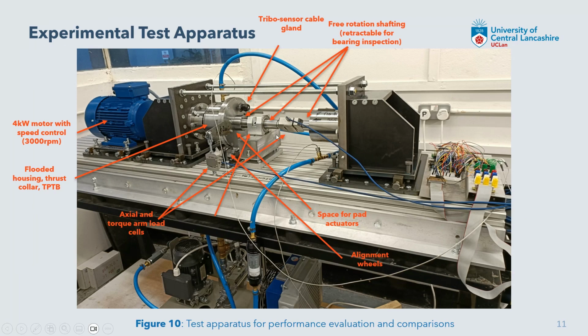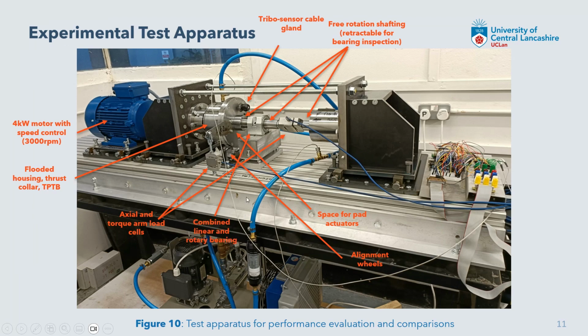It's a dual shafting configuration, so this side of the shaft is able to rotate so that you can measure the torque on the torque arm load cell. There are alignment wheels to align the tilting pad thrust bearing face with the collar.